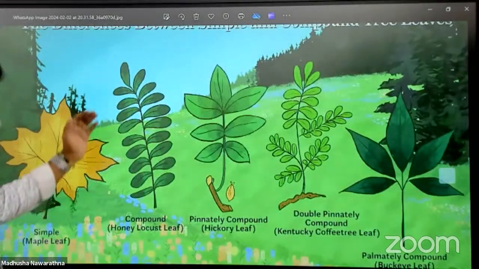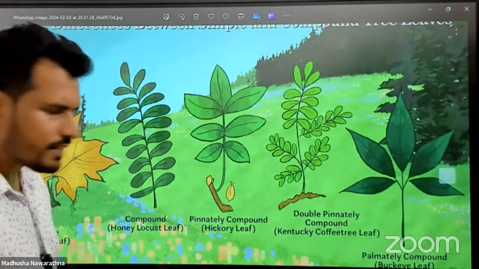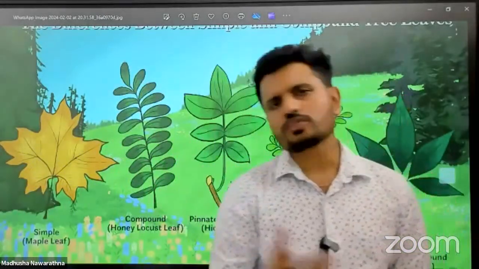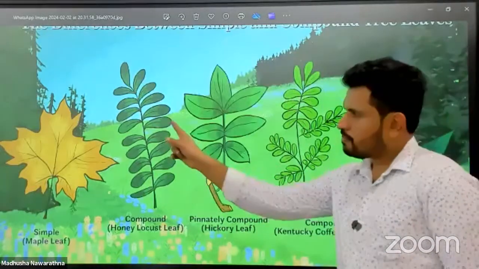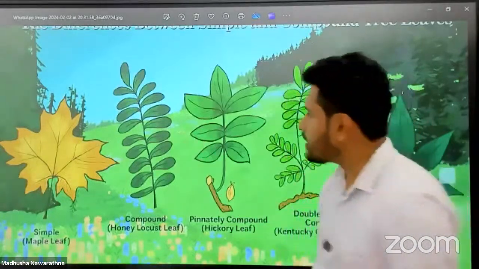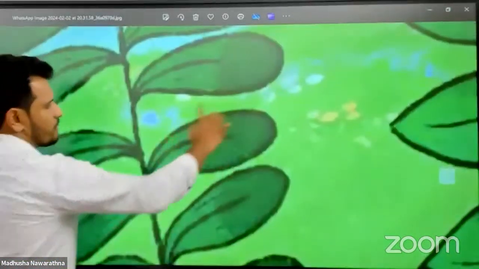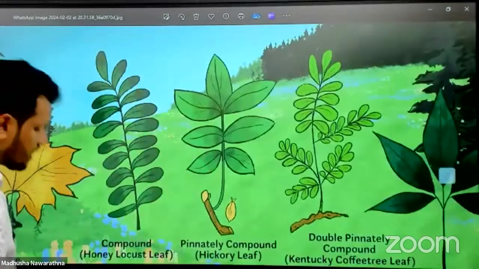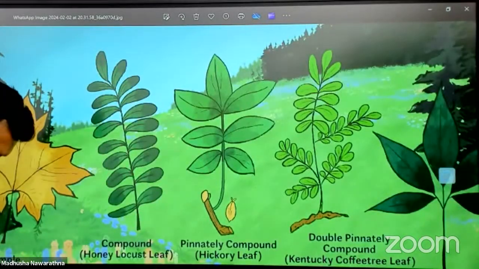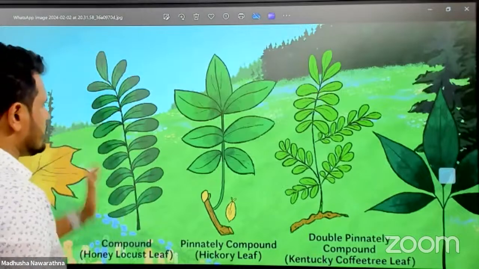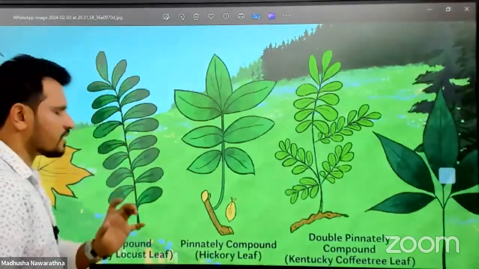But look at these structures. Now, this looks like a branch, doesn't it? Most of you children think this is a branch and that each of these is a leaf. No. The entire thing, all of this together, is what we call a compound leaf, the full leaf.